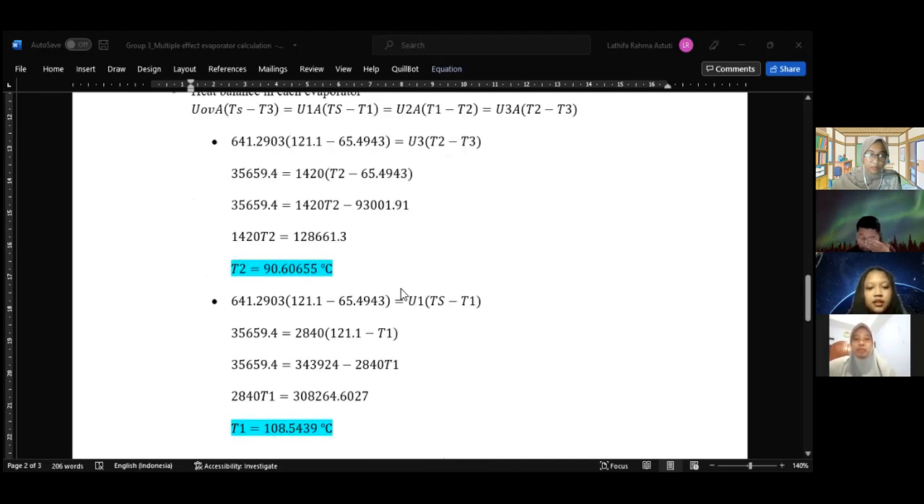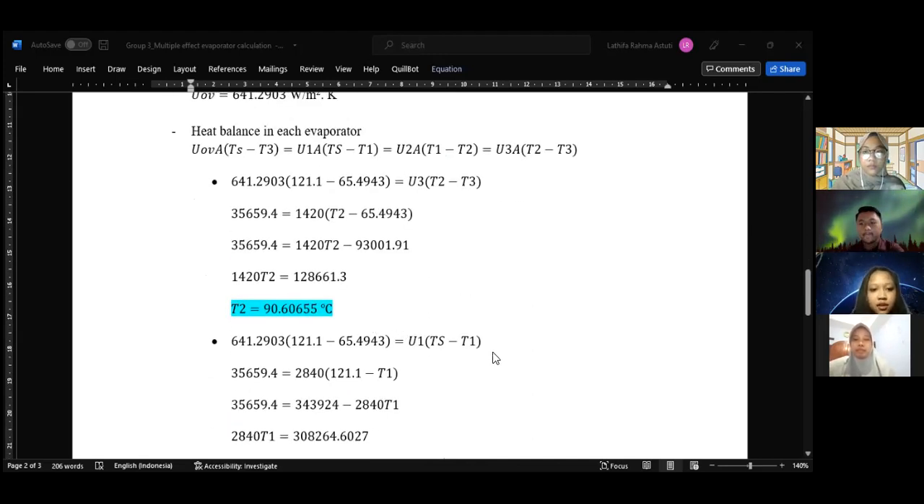Okay, thank you. The next step, we must calculate the heat balance in each evaporator. The formula is the overall heat transfer coefficient times area times the temperature of steam minus temperature 3, which equals U3 times area times temperature 2 minus temperature 3. So because we must find temperature 2, we use the formula that the overall heat transfer equals heat transfer 3. And why don't we use the area? Because all the areas are equal.